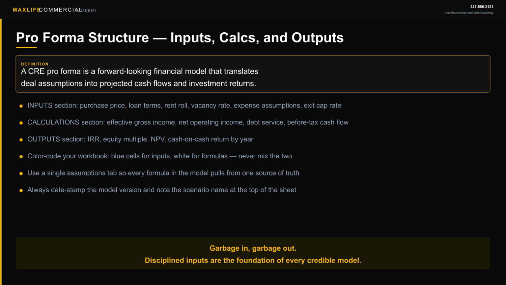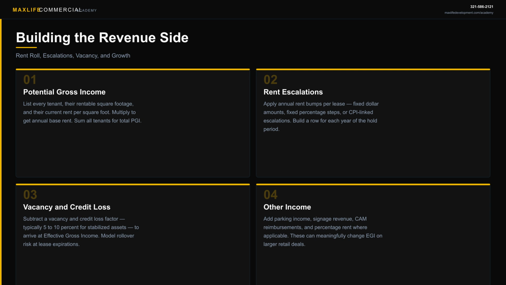A simple but powerful discipline: color code your cells. Use blue fills for every input cell and leave formula cells white. This makes it immediately obvious which numbers a user should touch and which ones they should never override. Finally, keep all of your assumptions on a single dedicated tab. Every formula in your revenue sheet, your expense sheet, and your return sheet should reference that one assumptions tab. When you need to change a cap rate or an interest rate, you change it in one place and the entire model updates instantly.